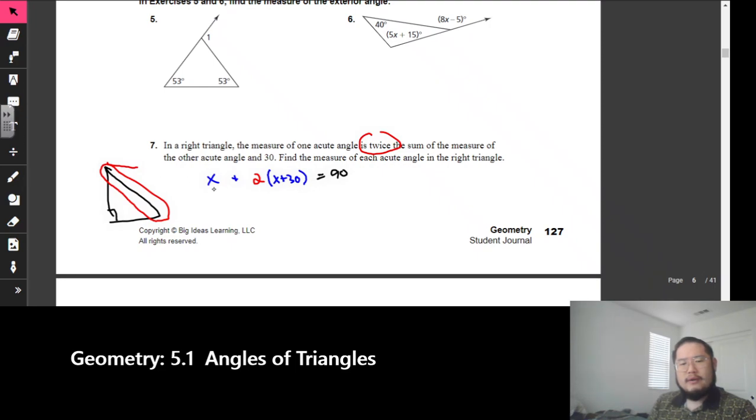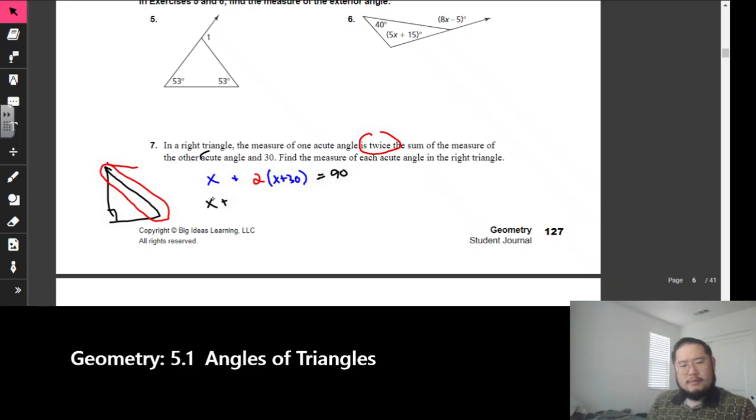One acute angle plus the other acute angle is equal to 90. One angle we'll say is x. They said the other angle is x plus 30, or the sum of the measure of the acute angle and 30. And then we take twice that sum, and therefore, there's our setup. So now all we have to do is go ahead and simplify this out.